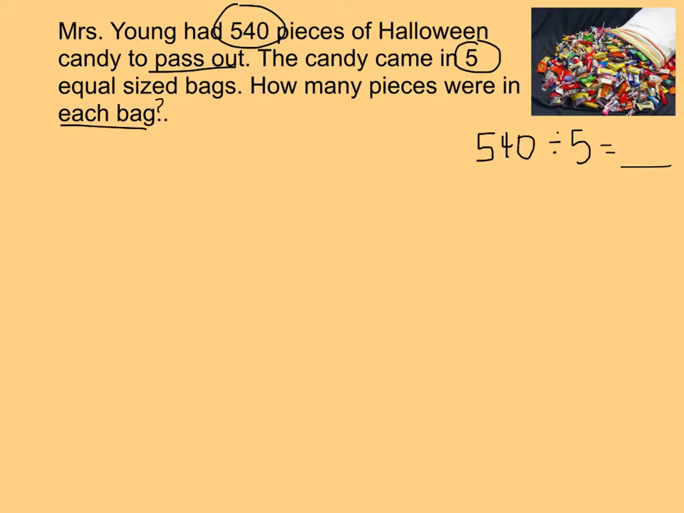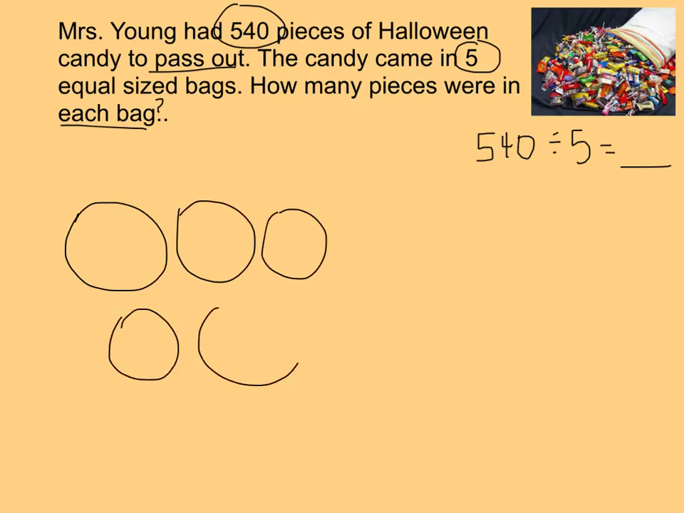So I'm going to start out by making 5 circles because that's my 5 groups, which is my divisor. So I'm going to take my pencil and I'm just going to make 5 circles. That shows my 5 different bags. And there's 540 pieces of total Halloween candy. So I'm going to go ahead and draw those 5 mats. 1, 2, 3, 4, 500. And then 40 is going to be 1, 2, 3, 4 groups of 10.